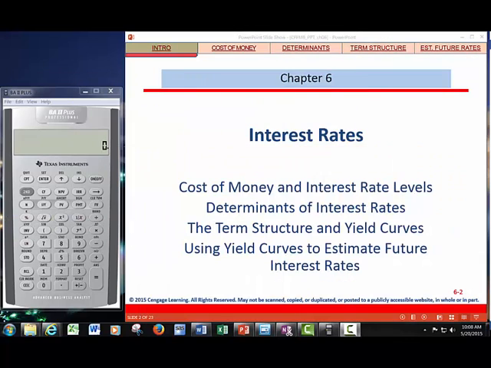Let me introduce you to Chapter 6 about interest rates. Well, interest rates are very important to each one of you and to me. Right now, if I wanted to borrow money for a 30-year mortgage, I would probably face an interest rate charge of about 4%, which is great because when you're borrowing money, you want the interest rate to be low.